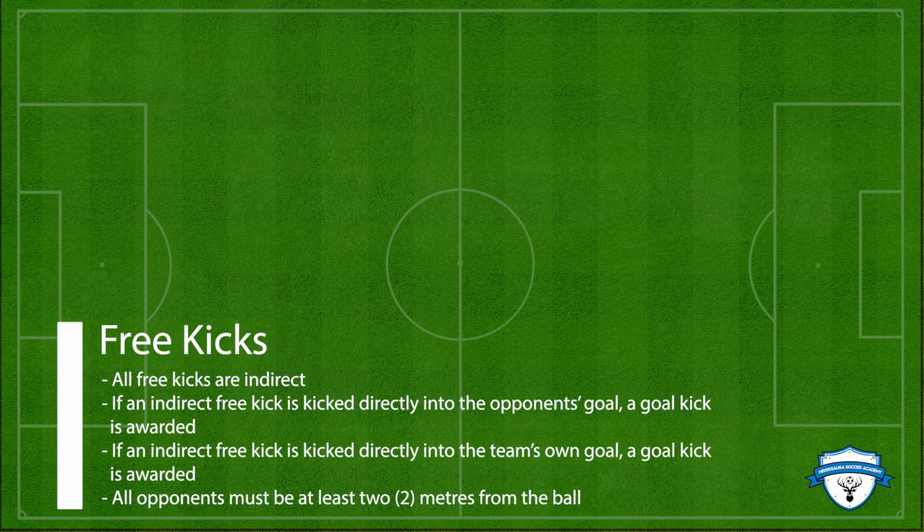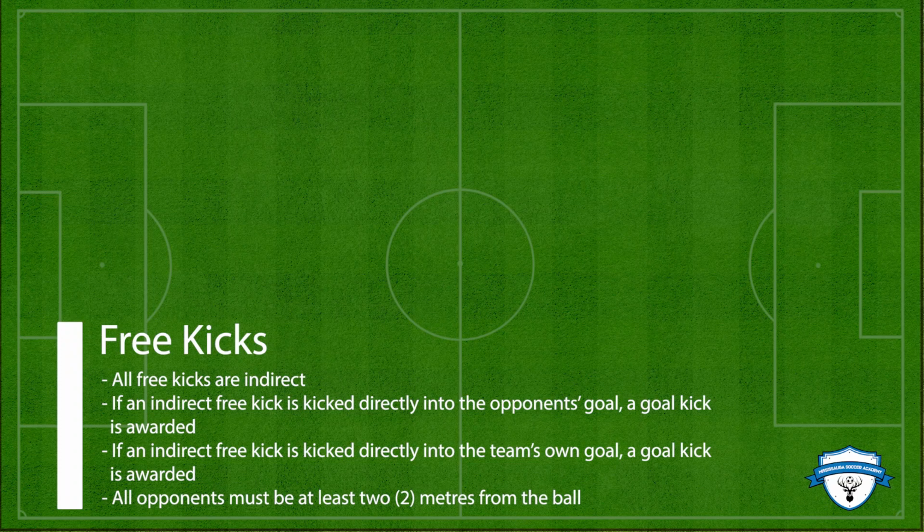All free kicks are indirect. A goal can be scored only if the ball subsequently touches another player before it enters the goal. If an indirect free kick is kicked directly into the opponent's goal, a goal kick is awarded. If an indirect free kick is kicked directly into the team's own goal, a goal kick is awarded.